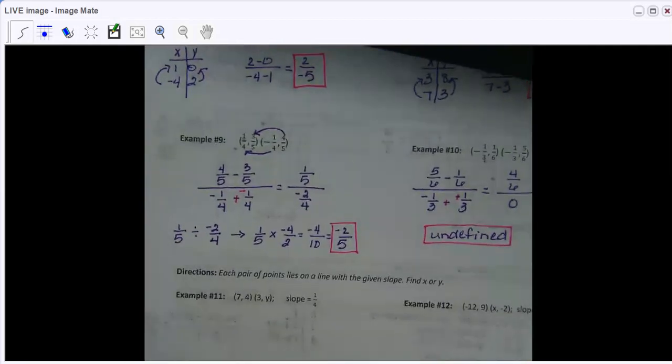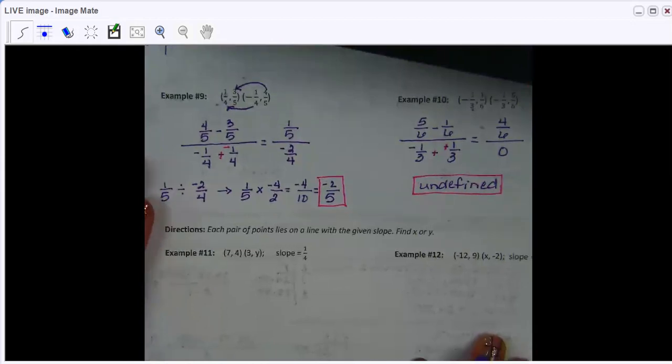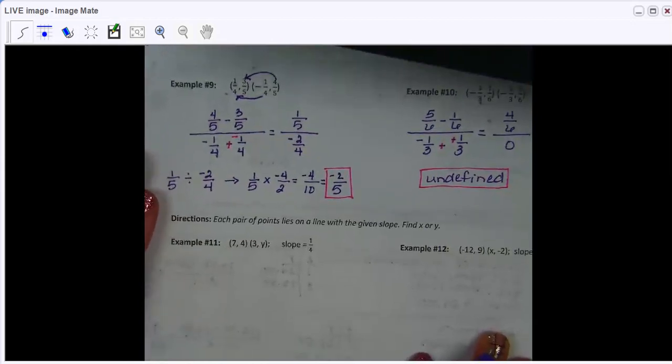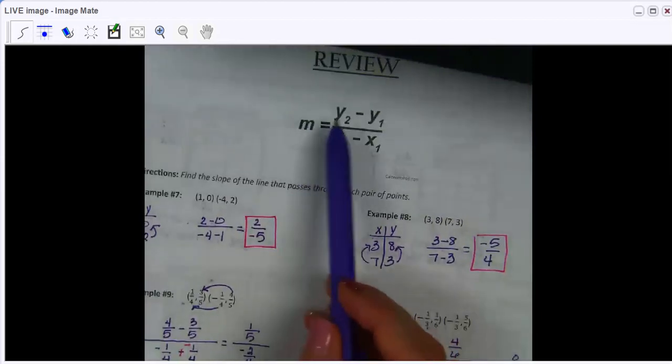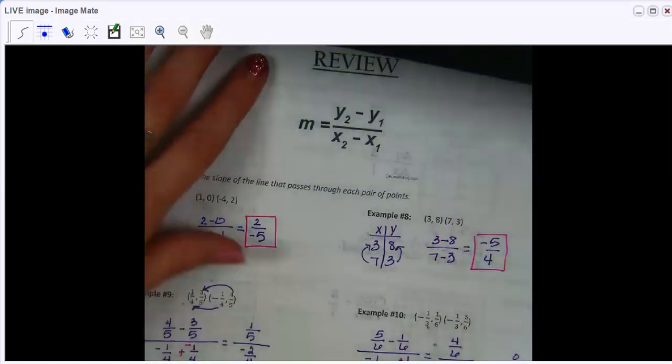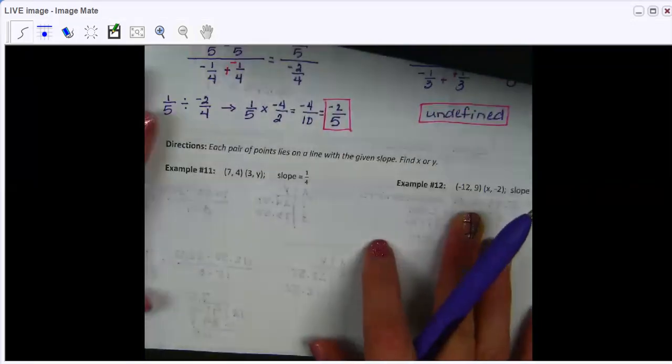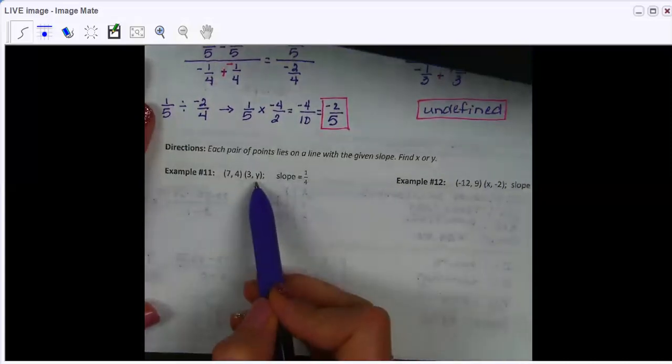Okay, now we're going to go to this last part of the first section of our notes. And we are going to use the slope formula above, m equals y2 minus y1 over x2 minus x1, to solve for a missing point in our ordered pair. Okay, so on this one, we're solving for y.